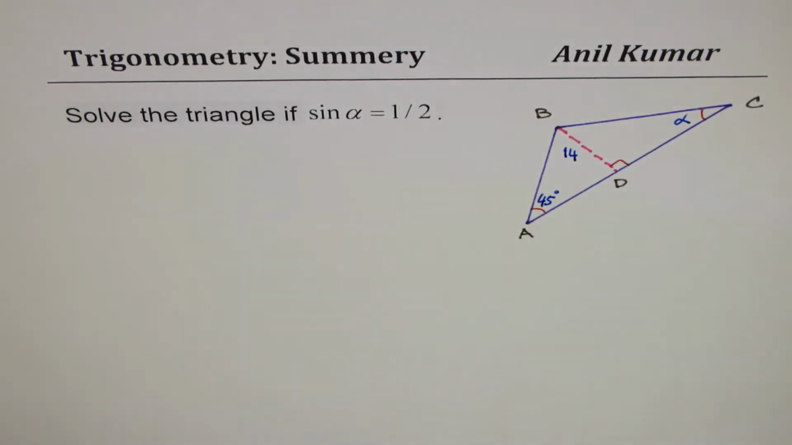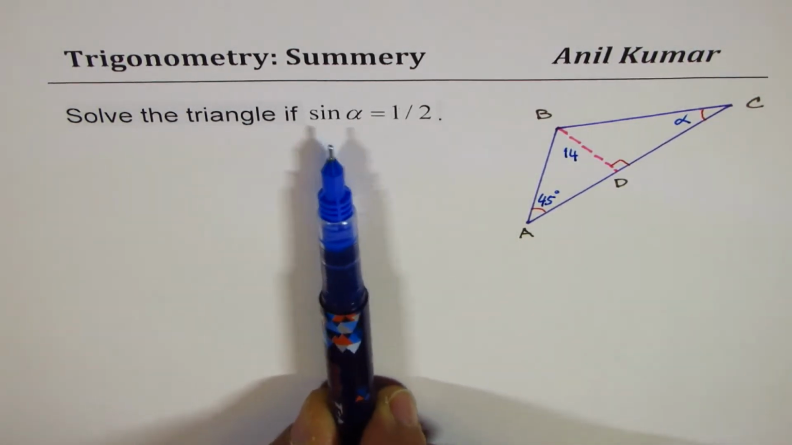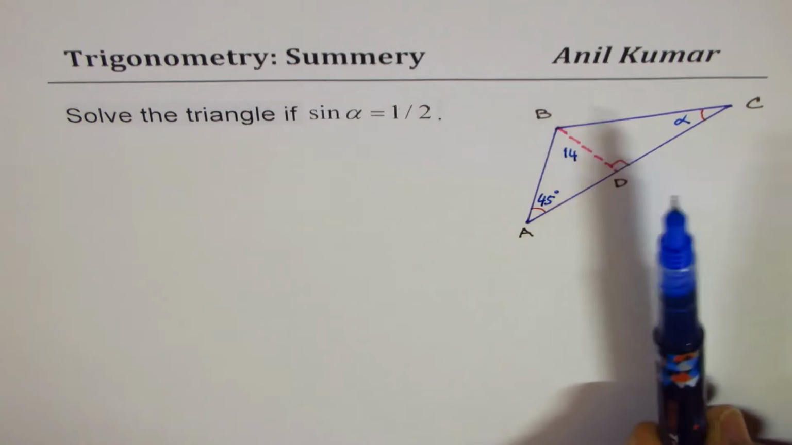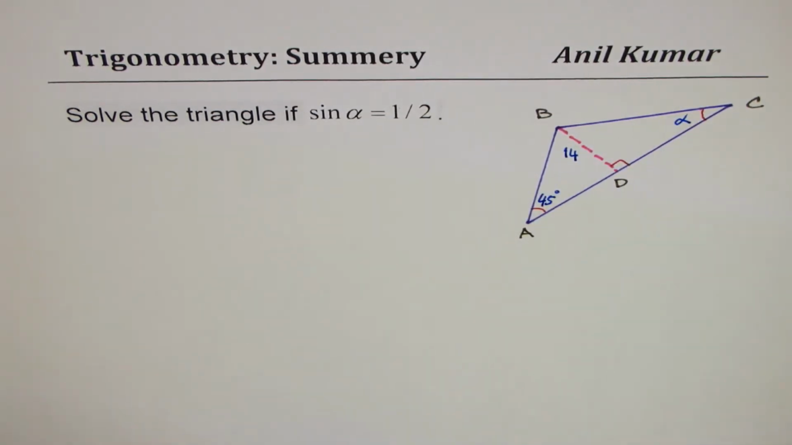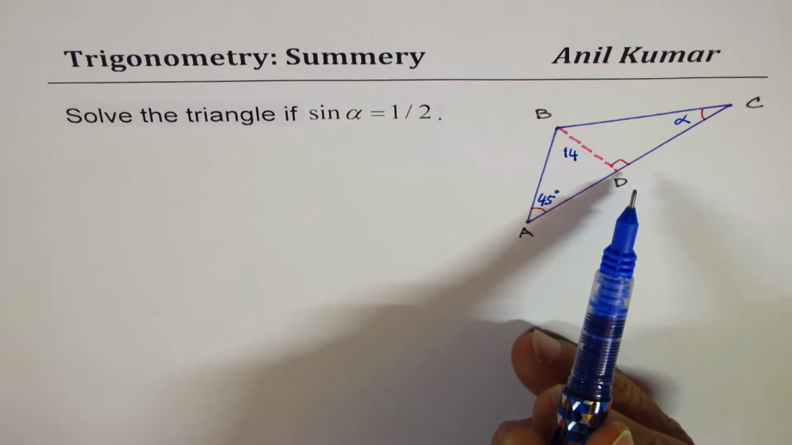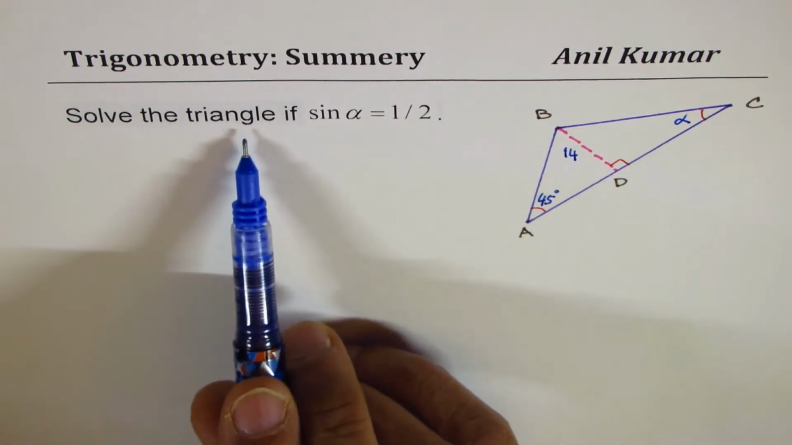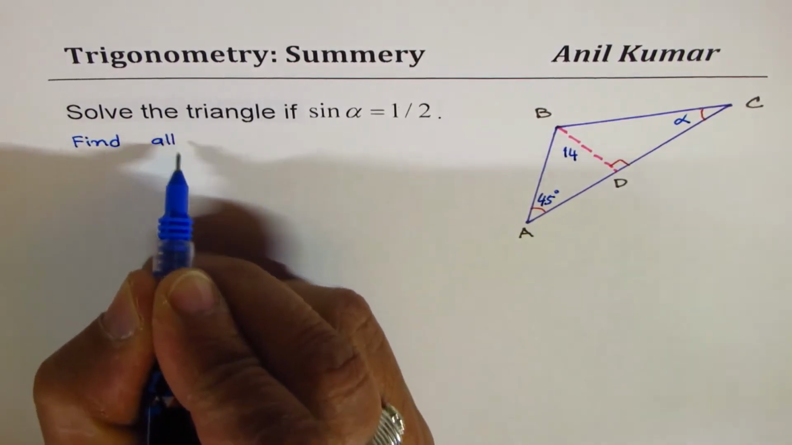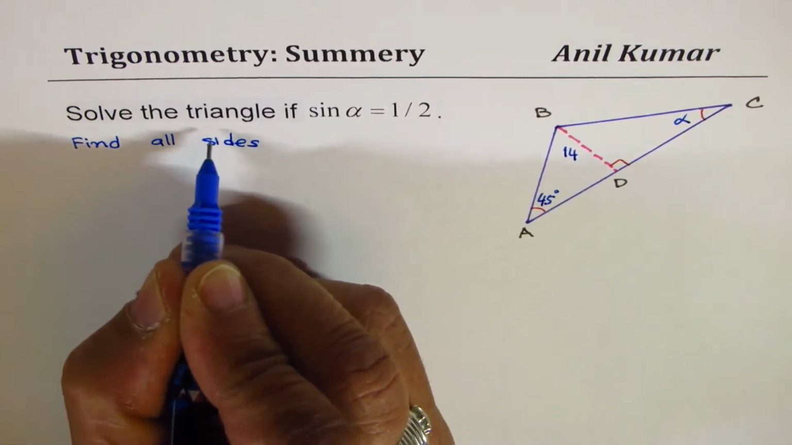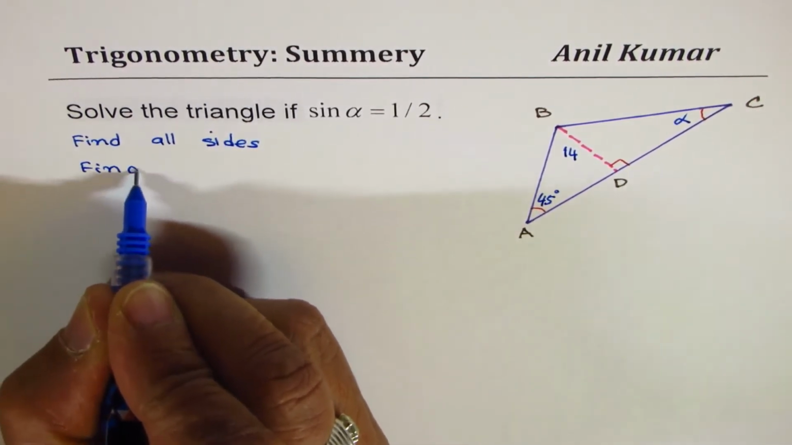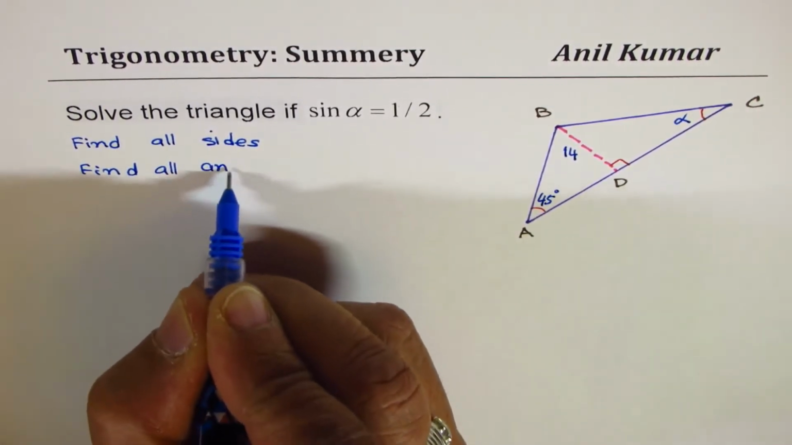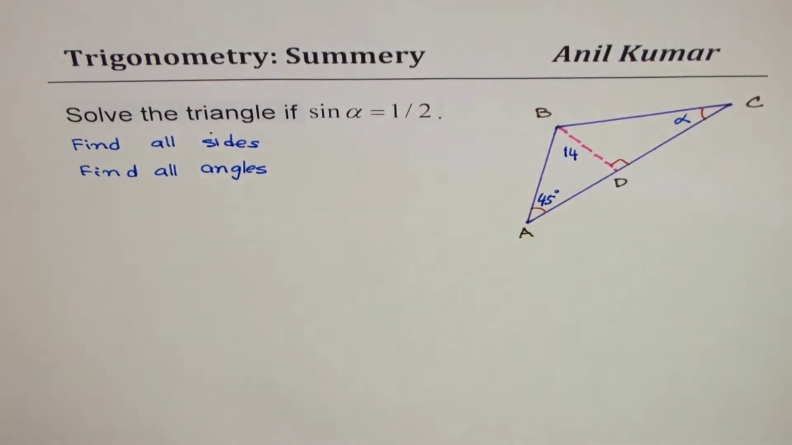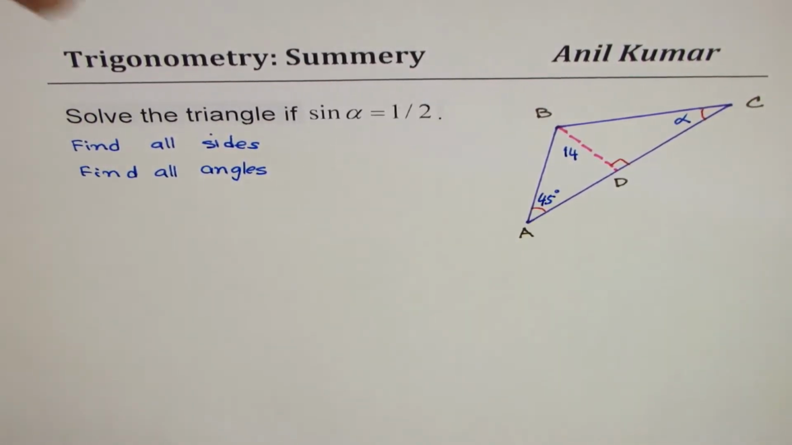So I'll begin with this question here, which is solve the triangle if sine alpha equals half, and that is the triangle given to us. Now in this particular question, when we say solve the triangle, that means find all sides and find all angles. So whenever we say solve the triangle, this is what we mean. I hope that point is very clear.